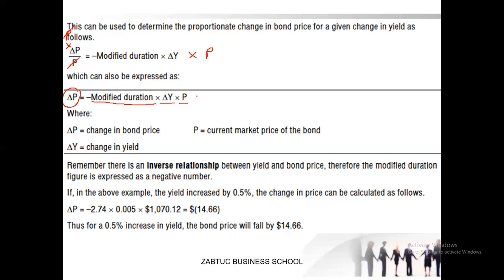Like in our case, that little example that we did, it was 2.74 multiplied by the change in interest rates, multiplied by the original value. Remember the original value? 1070.12. So this is the change in the value of your investment. This is the change in the value of the investment. Change in the price of the bond. When there's a change in what? In the interest rates.